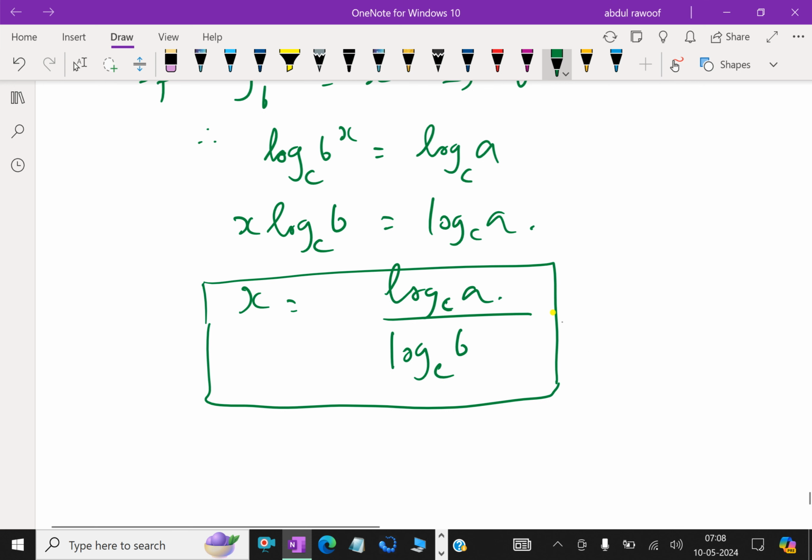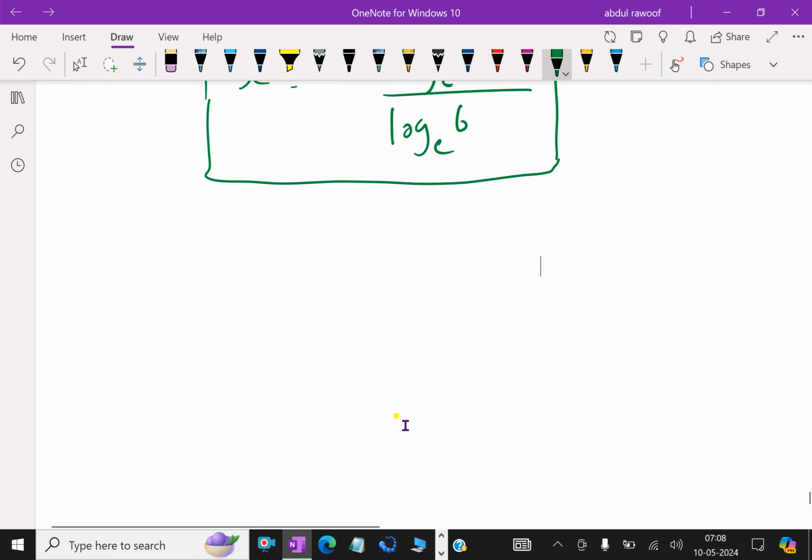Now that means, look at here, we are introducing the new base c, that is x equals log a base c over log b base c. Regarding this, we can do some solving problems.